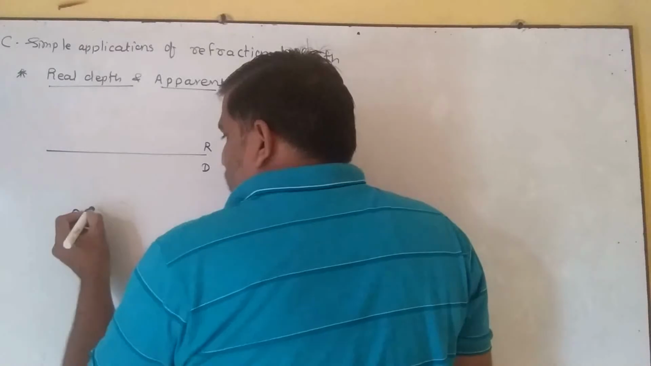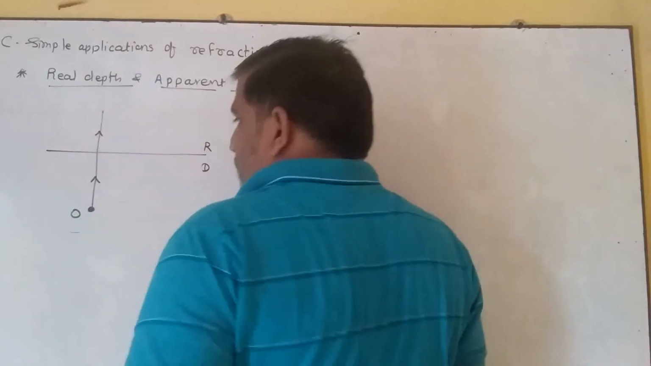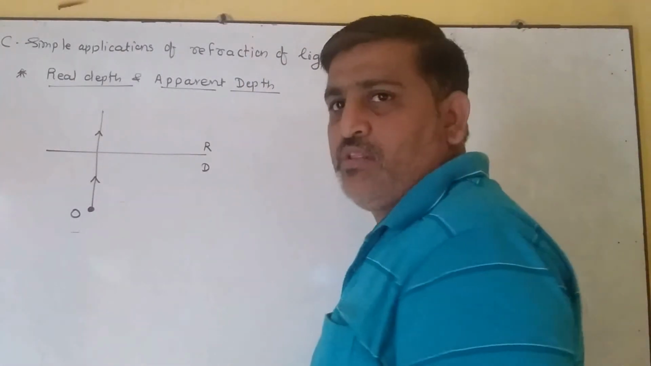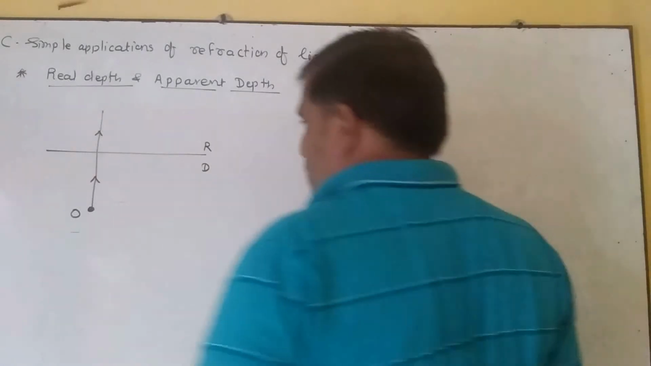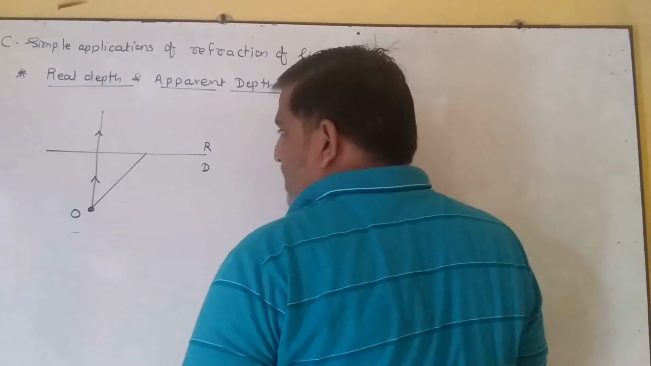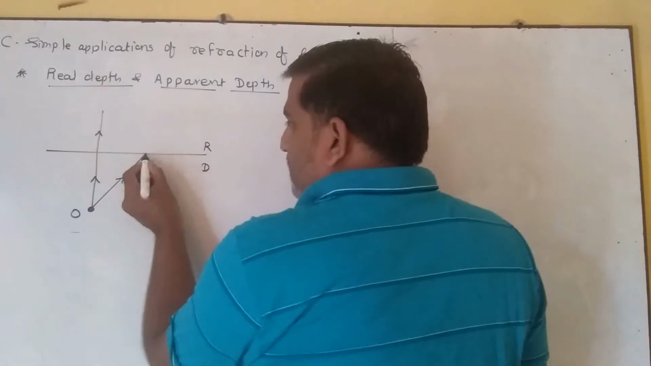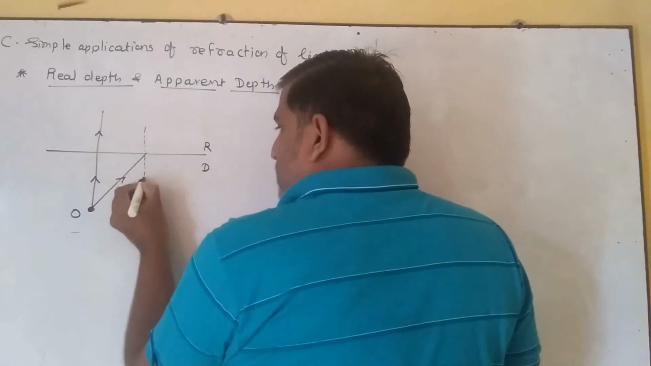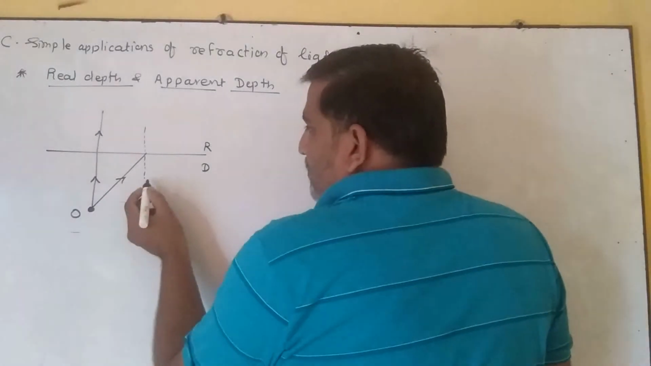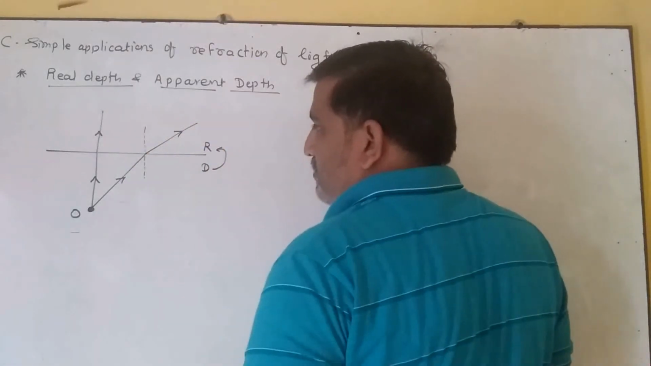Now to get the image of this object we need at least two rays. Assume that one of the rays which is reflected from the object O passes from denser to rare medium along the normal, then we can say it is undeviated, and one of the rays makes an angle of incidence i, reflected from the object, and strikes the surface of the medium over here. As we draw the normal here, we find that it gets refracted into the air, and this is going from denser to rare medium, so it bends away from the normal, right?